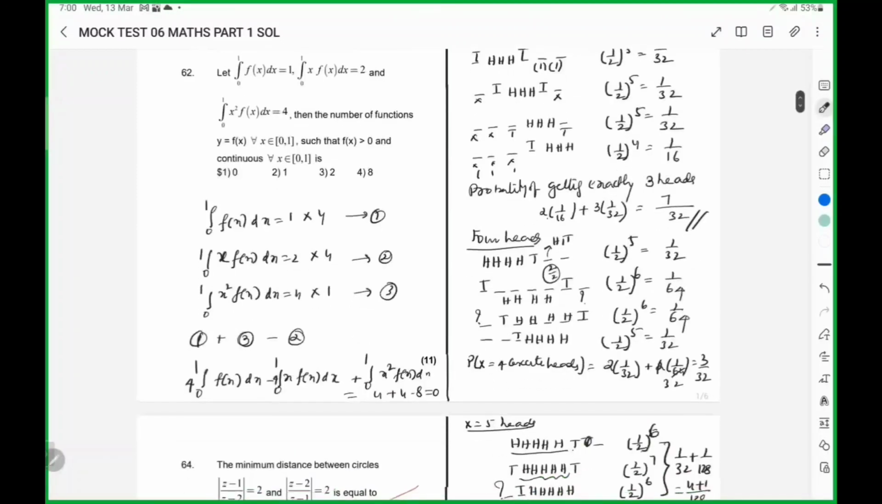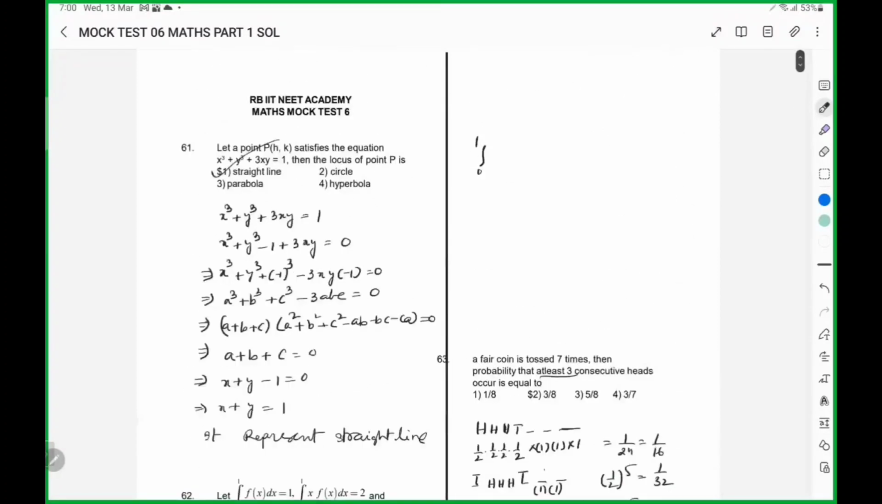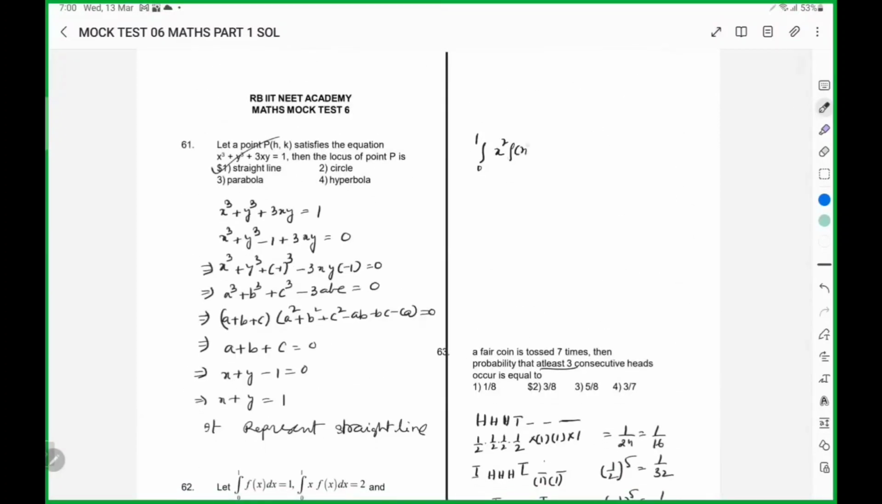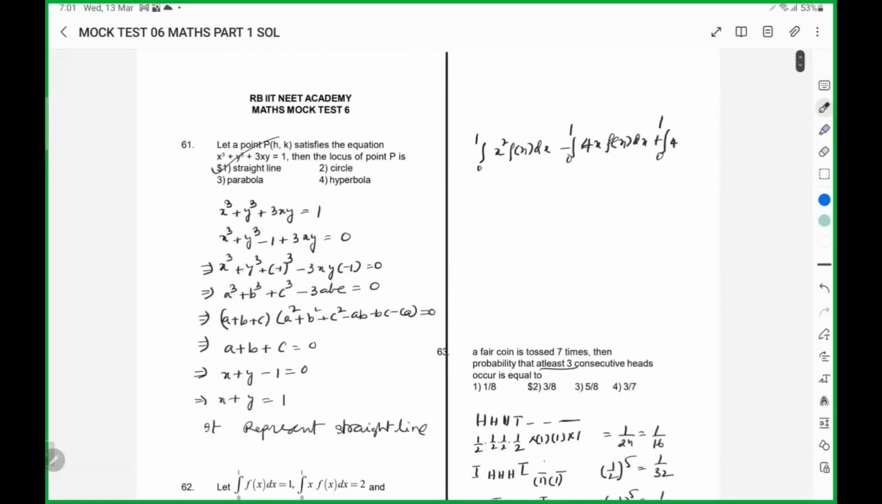So which I can write as integral 0 to 1, x square f of x dx, minus integral 0 to 1, 4x f of x dx, plus integral 0 to 1, 4 f of x dx, which is integral 0 to 1, (x minus 2) whole square f of x dx equals 0.